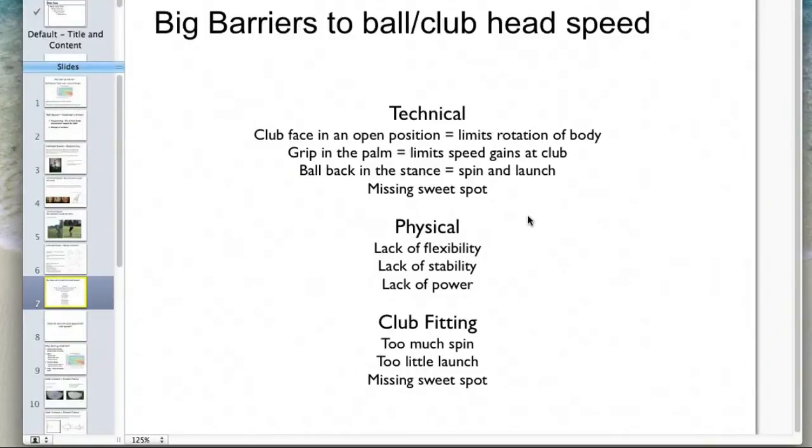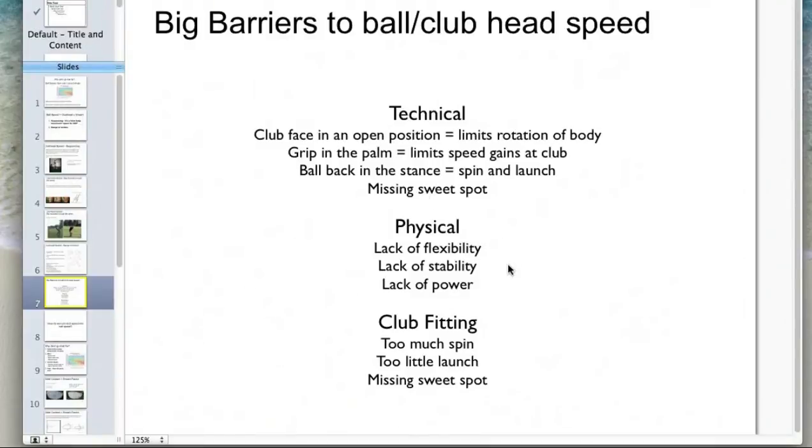And then the last piece, which we'll cover more in this presentation, is missing the sweet spot. So if you're using your body as a primary source for controlling the path of the sweet spot and not doing a good enough job with controlling the path with the arm so that the body can create more speed, that's going to be a big power leak as well.